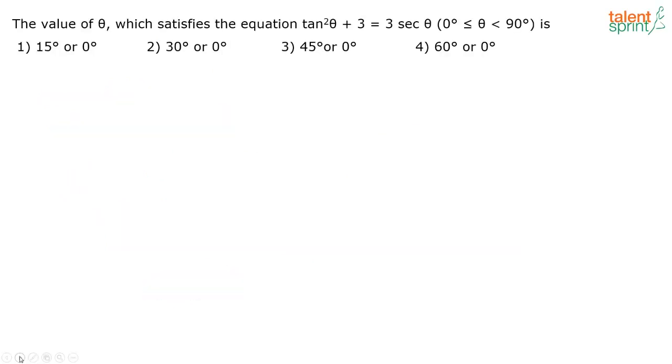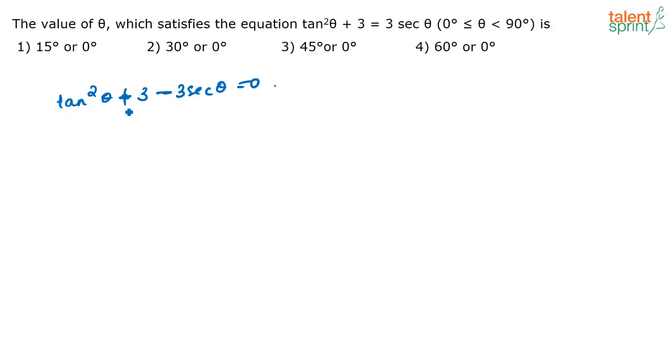Next one. The value of theta which satisfies the equation tan square theta plus 3 is equal to 3 sec theta. It is given that 0 degree less than theta less than 90 degree. So how do we solve this? See, you have tan square theta. You basically have to rearrange the given information to find out the value. I am just taking this side: tan square theta plus 3 minus 3 sec theta is equal to 0.